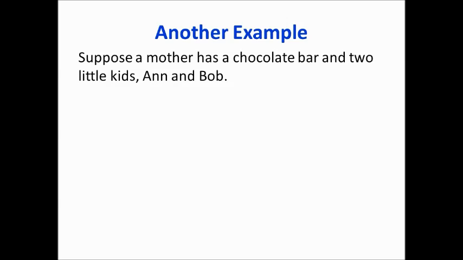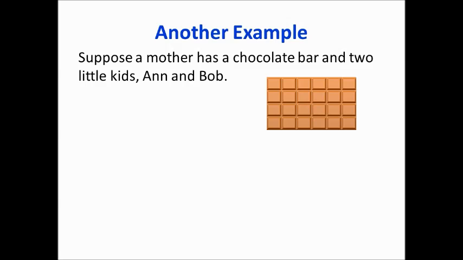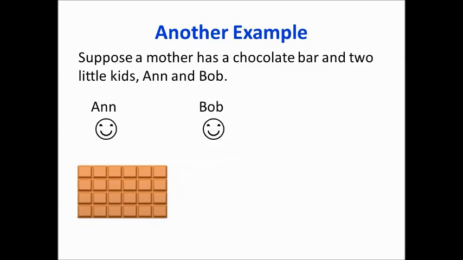Now let's look at another example which is maybe a little more complicated. So suppose a mother has a chocolate bar and two little kids, N and Bob. So here's a chocolate bar, and here's N and here's Bob. Now the task that the mother has is how to allocate the chocolate bar among the two kids. And one way she could allocate it is she could simply take the chocolate bar and give it to N. Then N may be happy because she got the chocolate bar, and Bob may be unhappy.